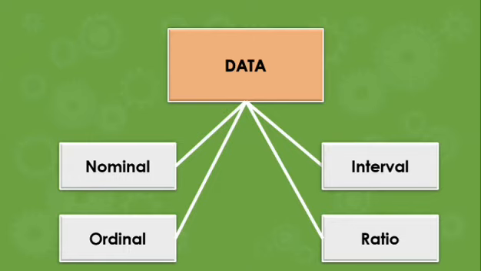If we see ratio data, these are the ultimate nirvana when it comes to measurement scales, because they tell us about the order, they tell us the exact value between units, and they also have an absolute zero, which allows for a wide range of both descriptive and inferential statistics to be applied. What do we mean by absolute zero?